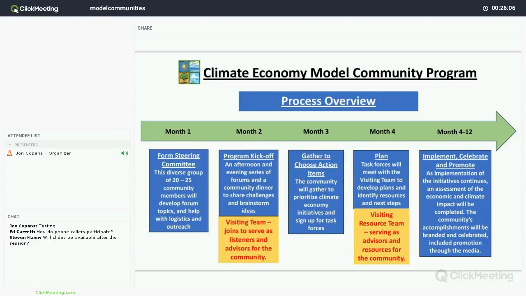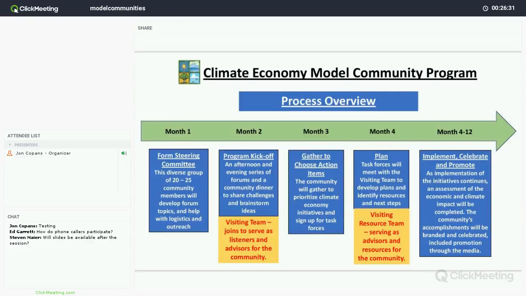And then finally, the remaining part of the program is really about implementation. Again, continuing to work in those task forces to turn those potential initiatives into reality. And then very much as part of this program, we want to celebrate what the community achieves and to promote the great work of the community. So that's a general overview.